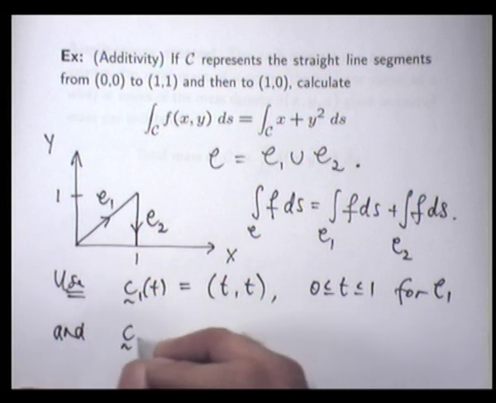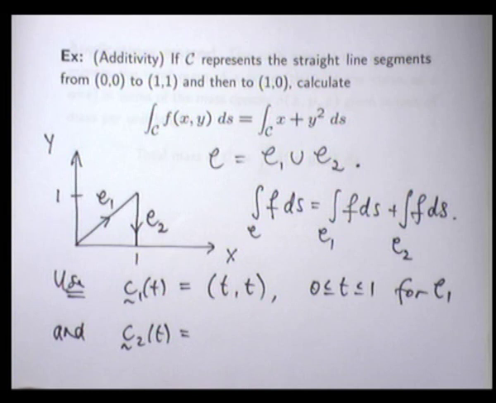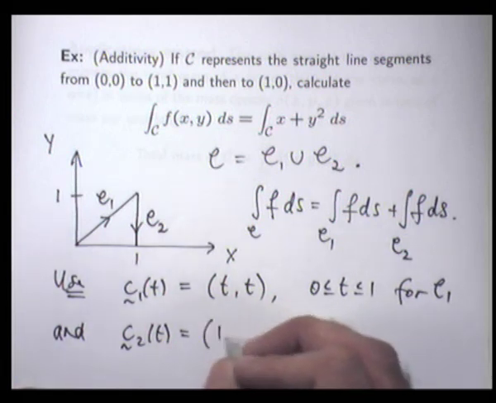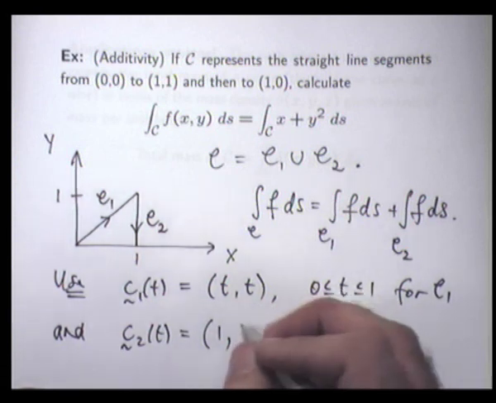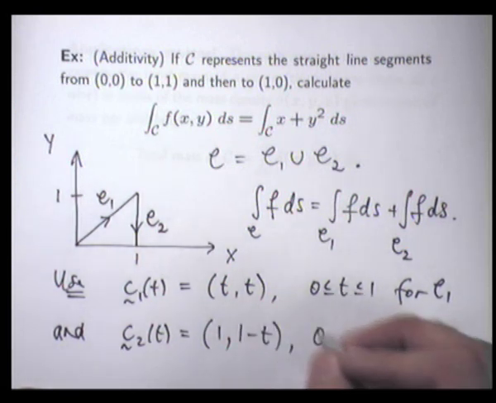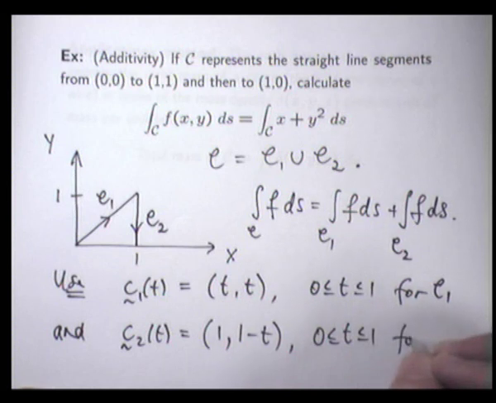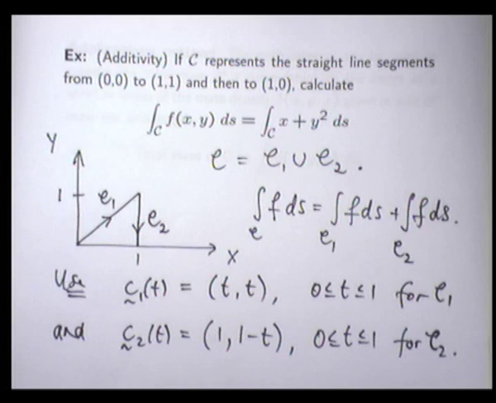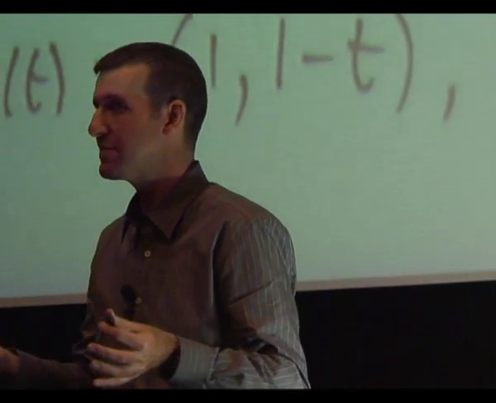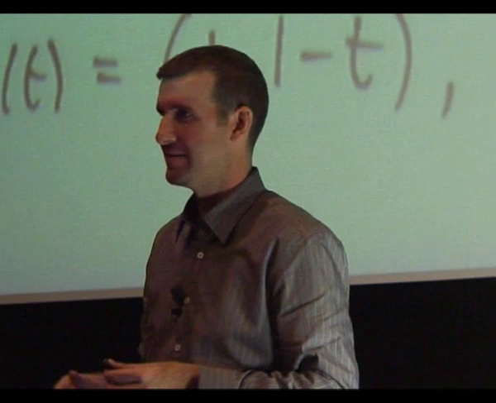Now, C2, what's that going to be? It's going to be something like, well, the x doesn't change, so that's going to be 1. And then you start up here, and I guess you can go down here. So I've chosen this one. Okay, again, you can get this just by using the little formula that I put up earlier for the straight line segments between two points.